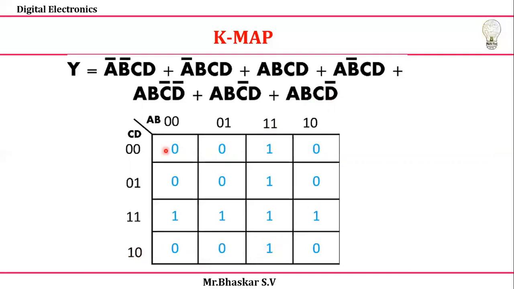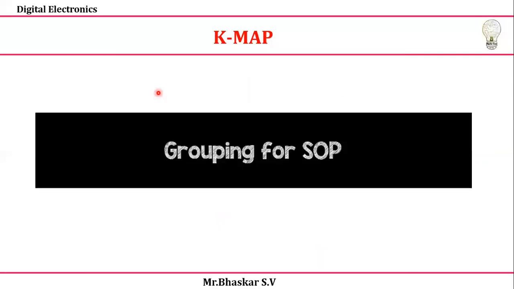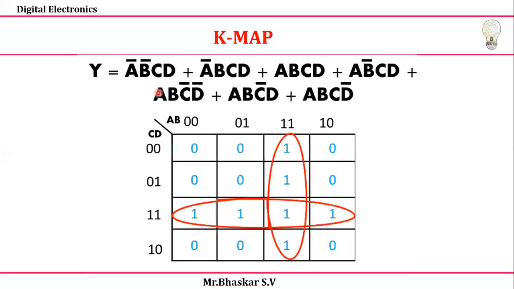So in this way I can represent a K-map from the Boolean expression. Okay, next it is grouping for SOP. Here I can group the SOP. Here the maximum group possible is 4, so I can group these 4. And here also the maximum grouping possible is 4. I can group.